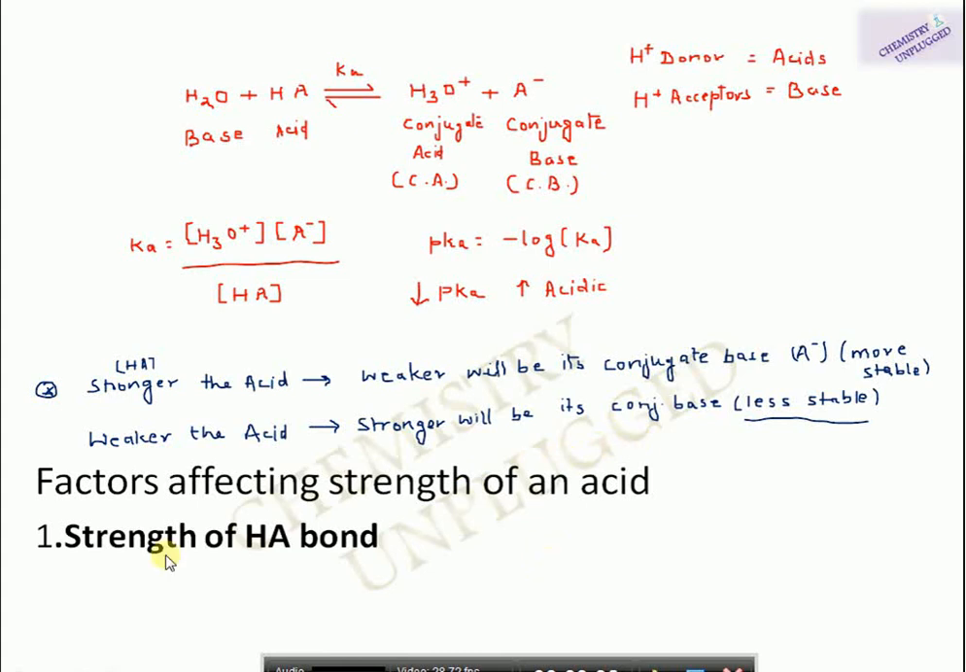So what are the factors affecting the strength of an acid? First is the strength of the H-A bond. Suppose we have HI, HBr, HCl and HF and we want to compare their acidic strength.